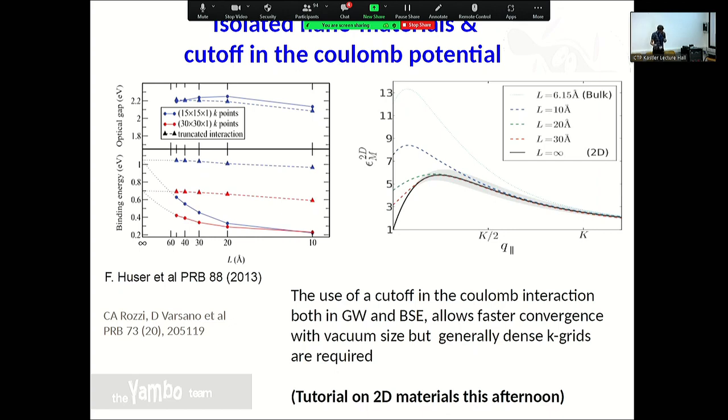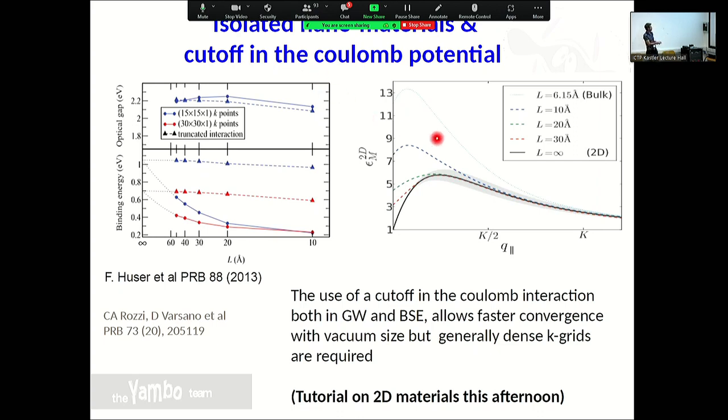Okay, so another point is the convergence. As I said, the convergence with respect to the k-point sampling is particularly important, and it is even more important if you go to isolated systems. So this is a case of a 2D material. And it is related to what Alberto was discussing for the GW case.